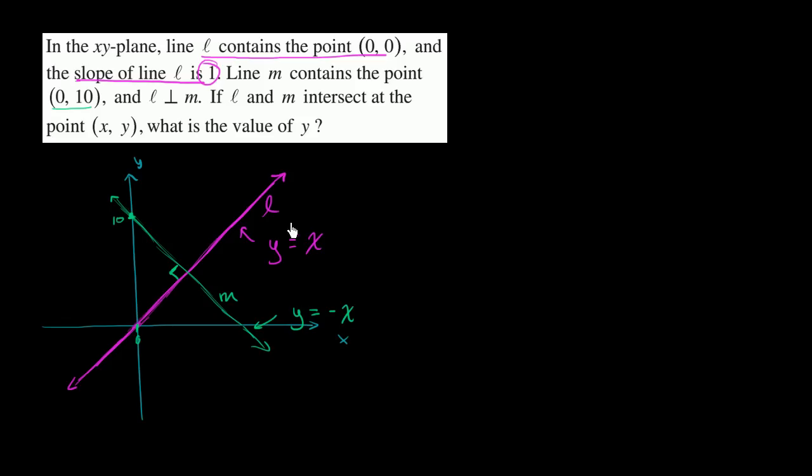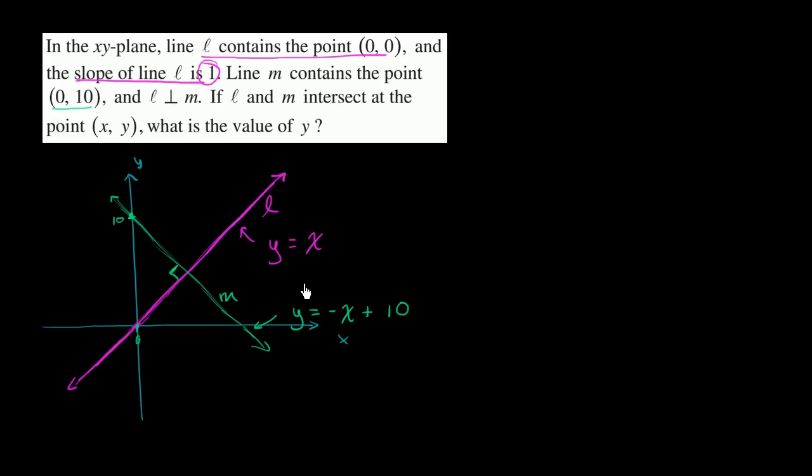And then when x is 0, y is 10. So its y-intercept is 10. So you can verify when x is 0, y is going to be 10 here. The slope here is negative 1, which is the negative reciprocal of positive 1. So now we could just figure out where they actually intersect.